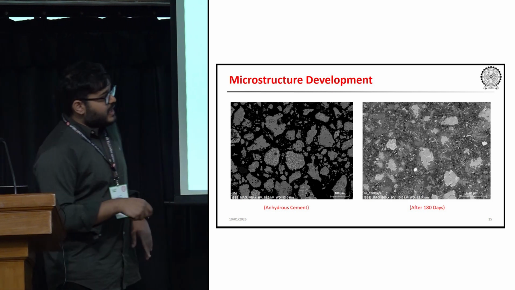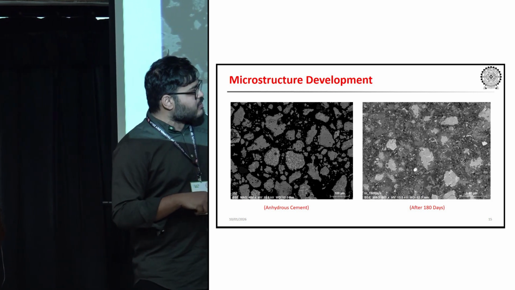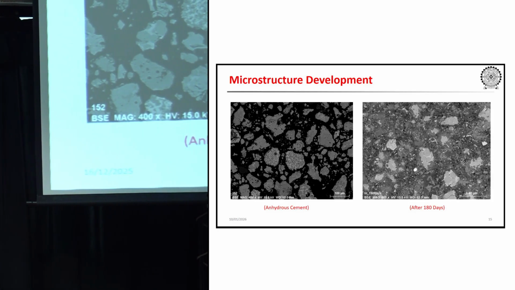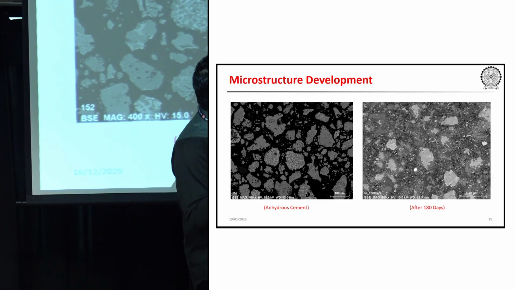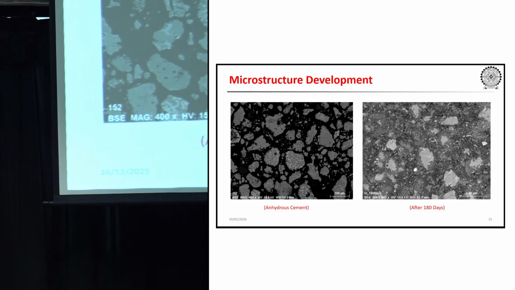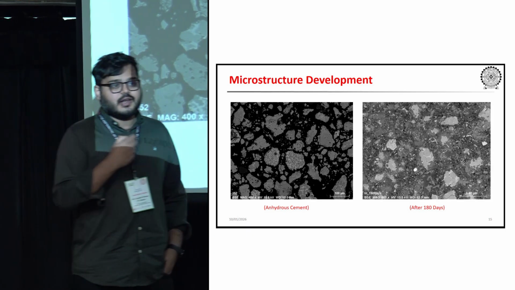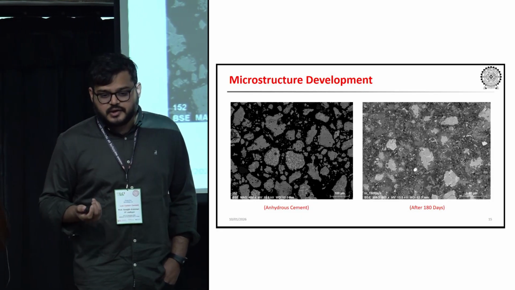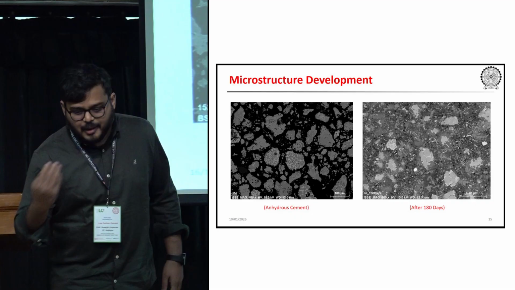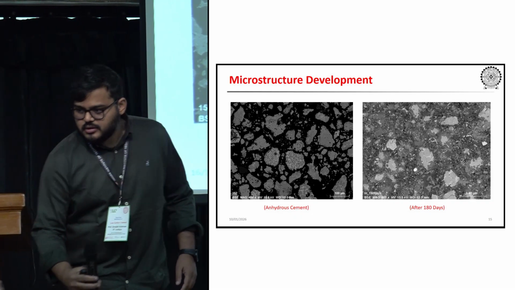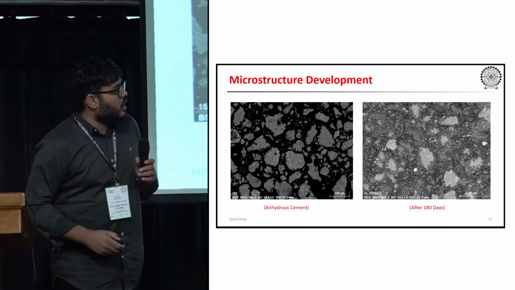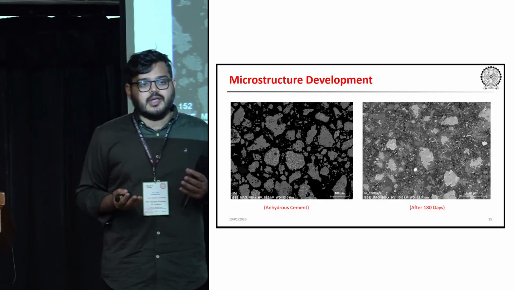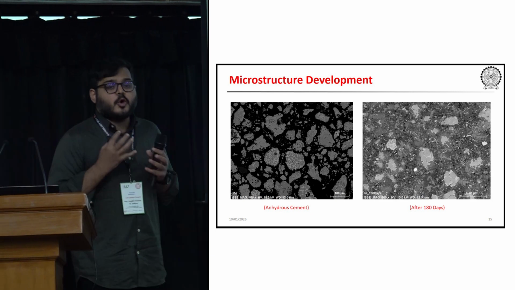But after 180 days, you can see those black spots are completely reduced. You can see that the microstructure is very dense. You can see a lot of hydration products. Of course, there is some porosity, but the porosity has significantly reduced because of your hydration products such as CSH, ettringite, etc. So what happens is these hydration products are filling the volume, and it is minimizing the porosity.